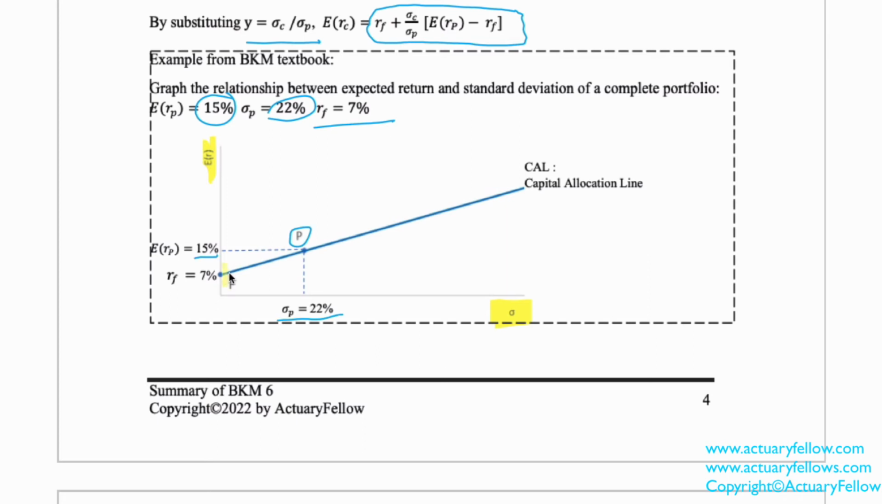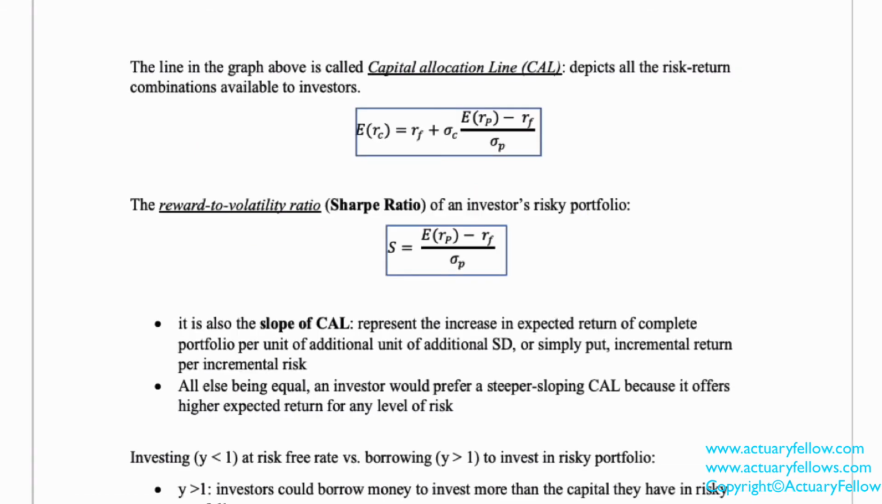When we connect the 2 points with a straight line and extend it out, we have the capital allocation line, also known as the CAL. CAL describes the risk-return combinations available to investors that can be constructed from the risk-free asset and risky portfolio. The CAL equation is the second expected return equation we looked at earlier, when we substitute Y with sigma C over sigma P in the original expected return equation.